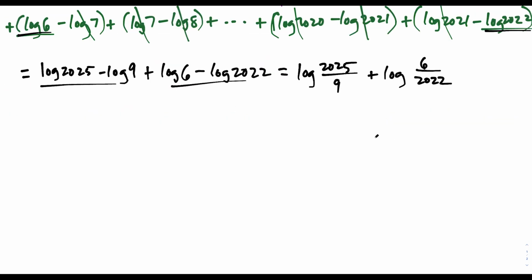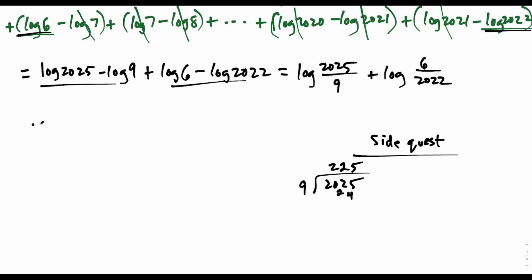And now to simplify here, I'm just going to go on a side quest because these students did not have a calculator. So I'll go ahead and do the long division by hand. So I'm going to do 2025 divided by 9. But I'll use the shortcut here. 9 goes into 20 twice with the remainder of 2. 9 goes into 22 twice, now with the remainder of 4. And then 9 goes into 45 5 times. So that allows me to simplify here. This will just simplify to log of 225 on the inside.